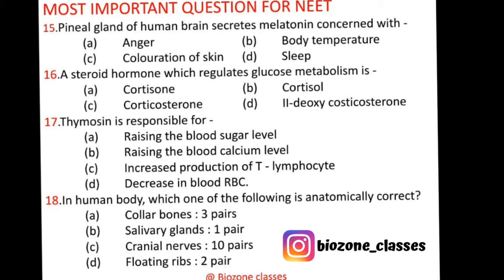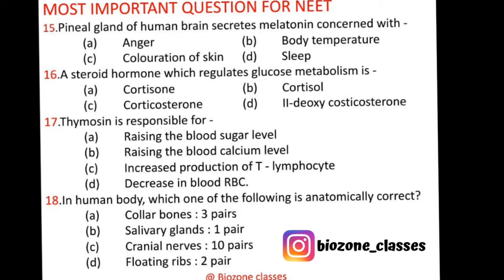Cortisol is a steroid hormone and this cortisol is mainly responsible for the glucose metabolism. Glucocorticoids also we commonly say. Question 17. Thymosin is responsible for raising the sugar level, raising the blood calcium level, increase production of T lymphocyte, decrease in blood RBC. Correct answer for question number 17 is C, that the thymosin is responsible for increased production of T lymphocyte.